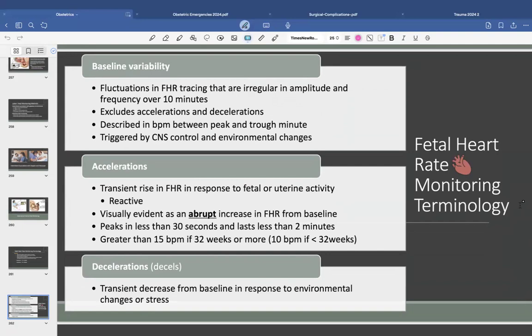Accelerations are a transient rise in the fetal heart rate in response to uterine activity or fetal movement. That's what you want. Remember, we talked about reactive and non-reactive. Reactive is reassuring. That's the one we want, versus non-reactive, which is non-reassuring. So if the baby's heart rate is increasing in response to its movement, that's what you want. That's an acceleration. This is visually evident as an abrupt increase in the fetal heart rate from the baseline, which we'll see. It usually peaks in less than 30 seconds and lasts less than 2 minutes.